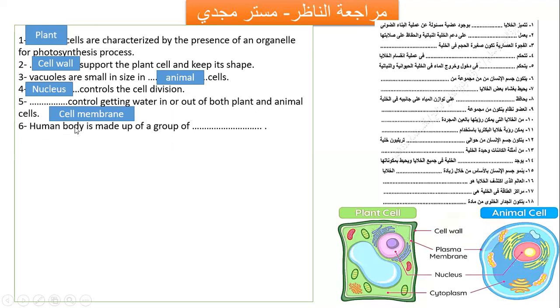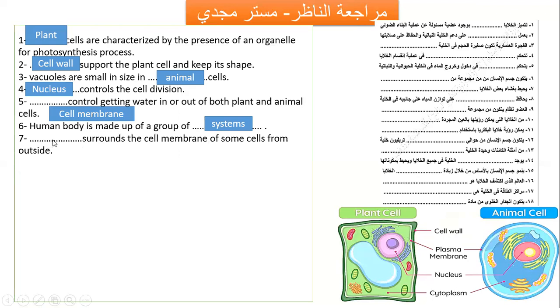Number 6. Human body is made up of a group of, excellent, a group of systems. Do you remember the organization? Yes, cell, tissue, organ, system, and so whole body. So the body consists of a group of systems that work together.